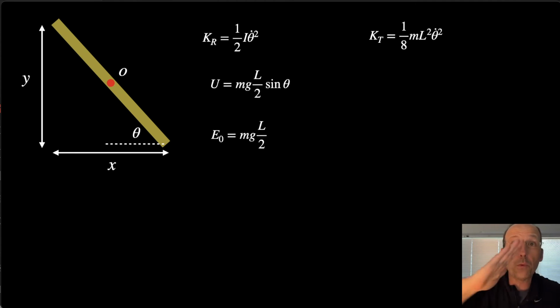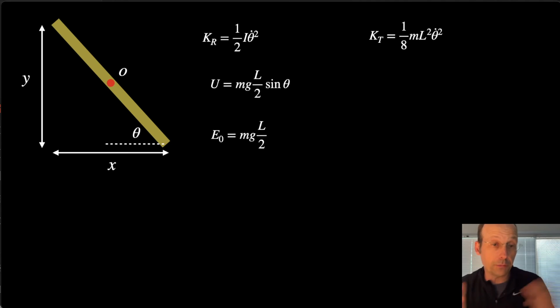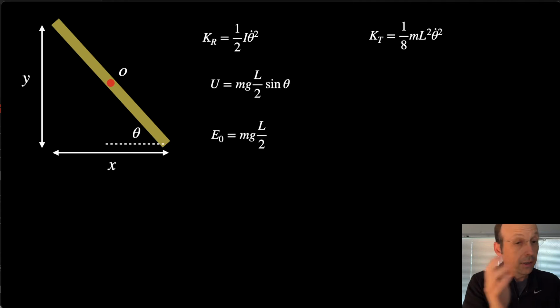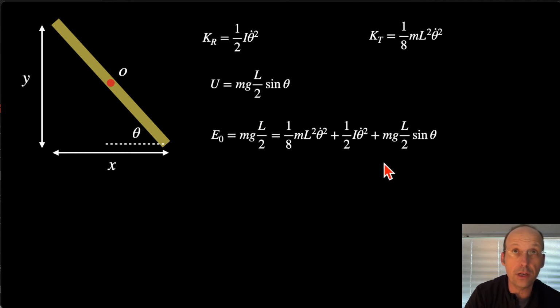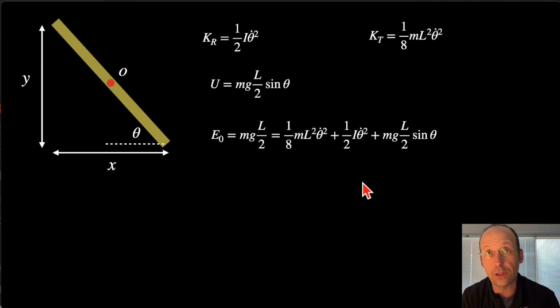Now for my initial energy, what we're going to do is start with the ladder almost vertical. It's not going to be quite vertical or we'd never fall over. If the work is 0, then the energy is constant. The change in energy is 0. So I can set my initial energy equal to any energy later. Initially it's not moving, it's just gravitational potential energy, mg L/2. And my energy at some later time would be my translational kinetic energy plus my rotational kinetic energy plus my gravitational potential energy. So this is an equation that has theta and theta dot in it, and that's really what we want to look at.